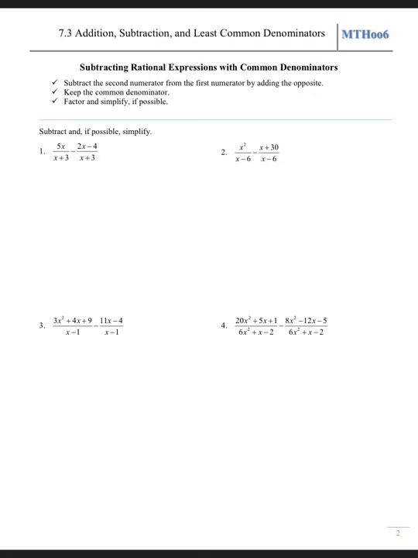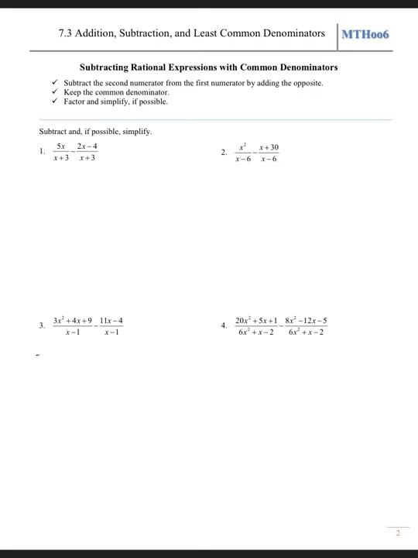Okay, the next thing we're looking at here is subtracting rational expressions. This is going to be the same process, but we have to be very careful with the subtraction sign. Again, notice that we have common denominators with all of these. So we do the same process: subtract the numerators, keep the same denominators, and then simplify. So let's go ahead and look at one of these together. We'll look at number 3 again.